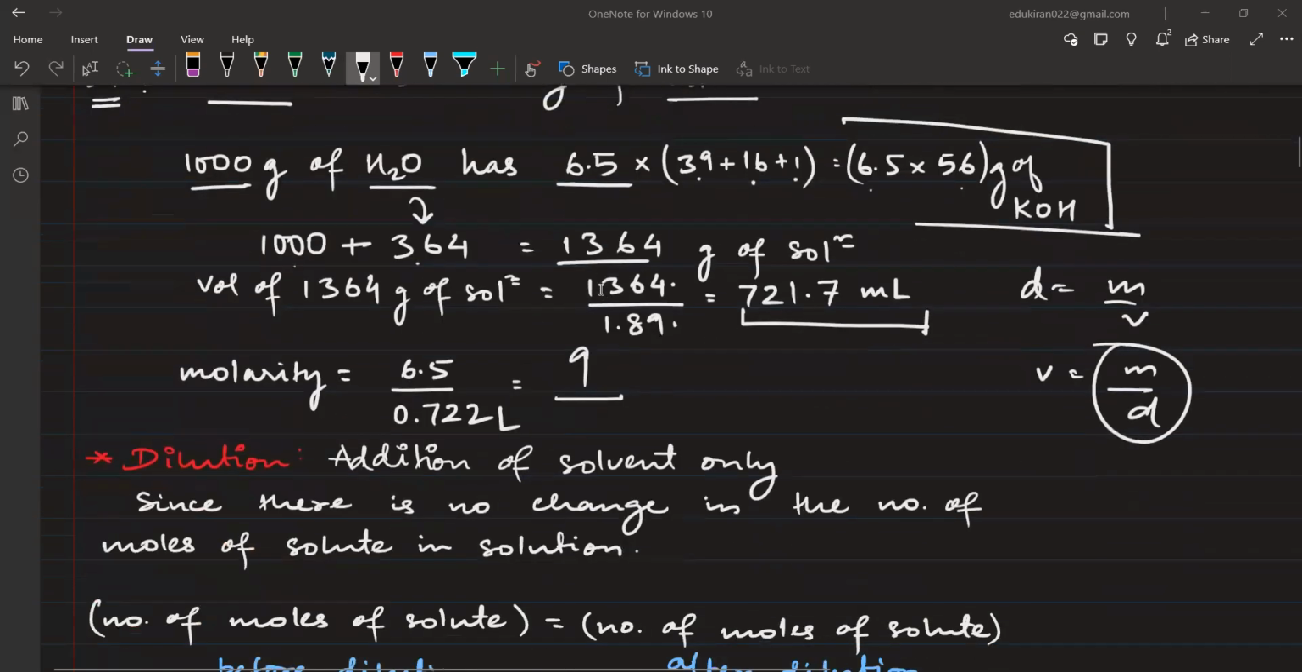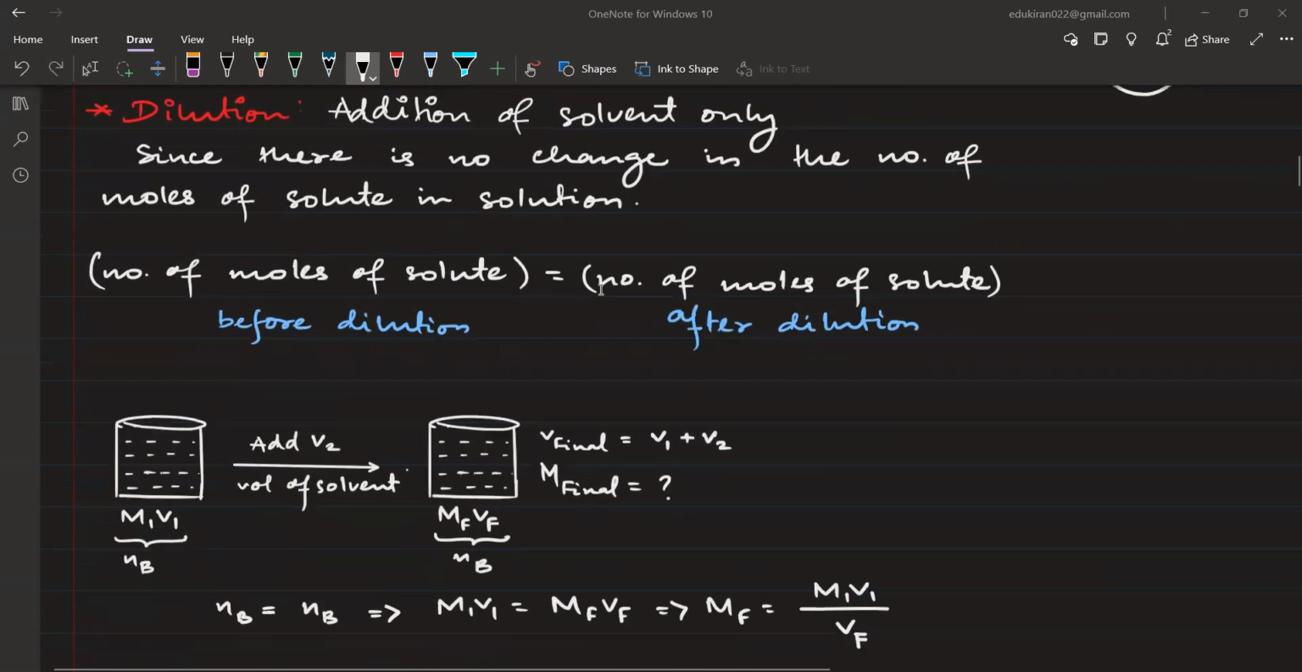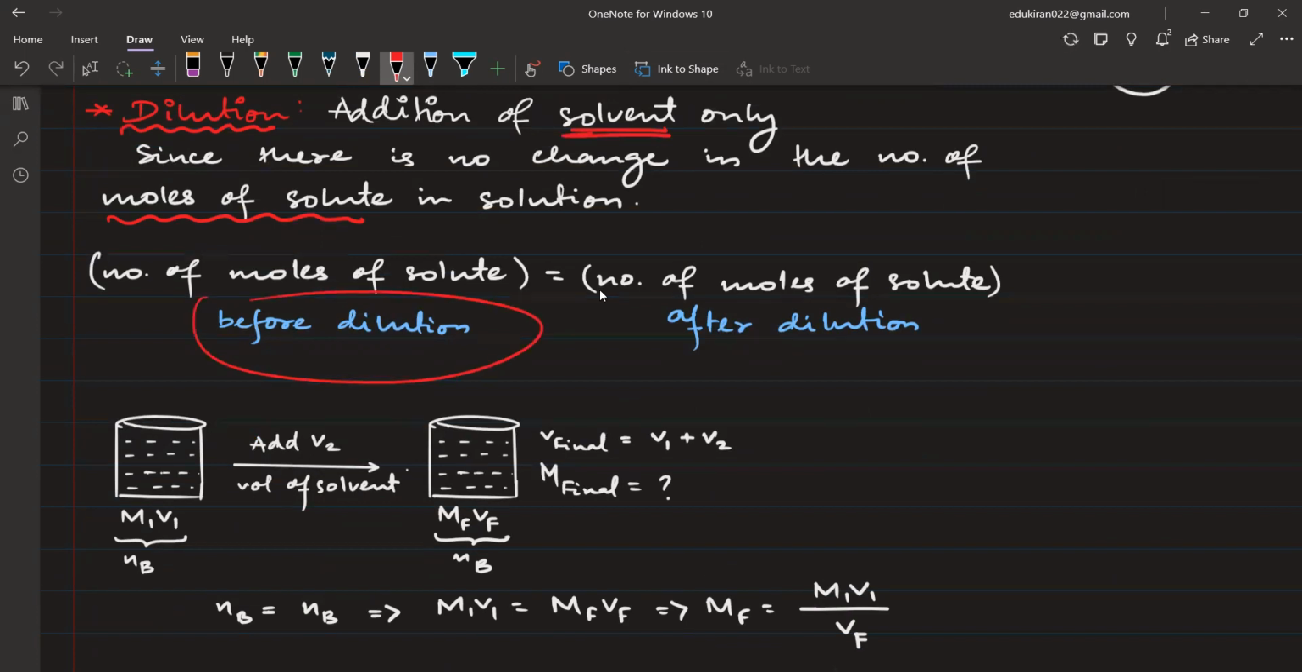Now, the next topic is dilution. See, dilution means addition of solvent only. When you add the solvent and there is no other solute in it, that is the case of dilution. Since we are adding only solvent, the number of moles of solute is going to be the same. That is why the number of moles of solute before dilution will be equal to the number of moles of solute after dilution.